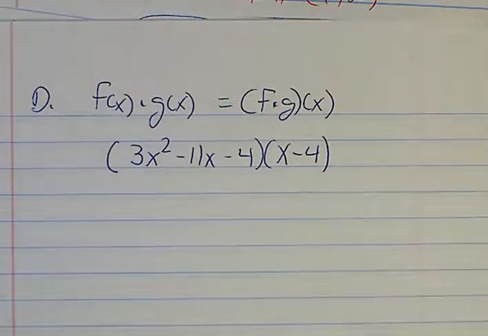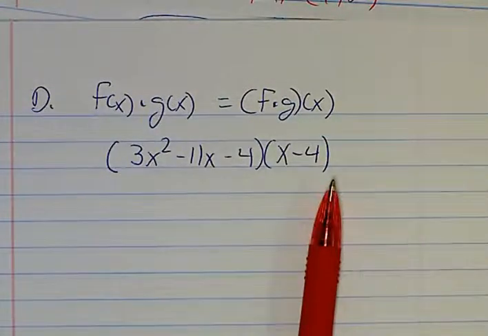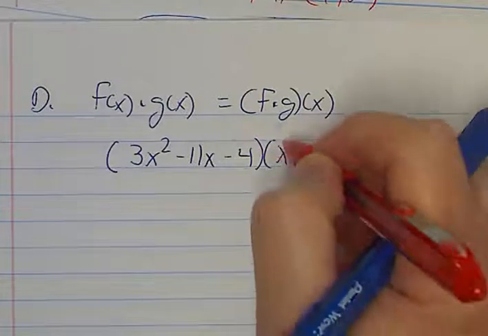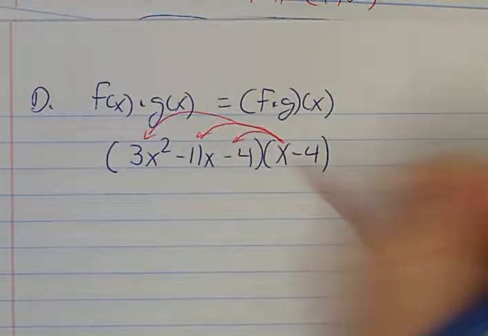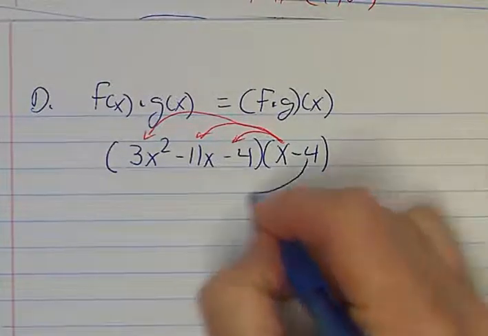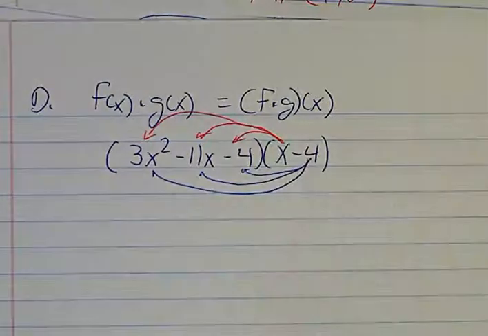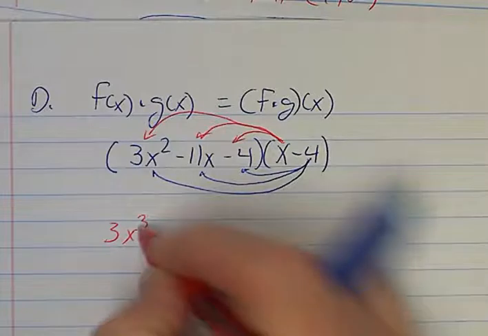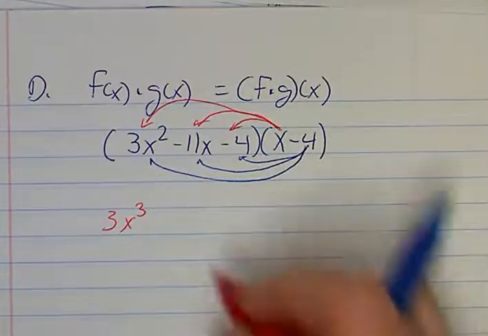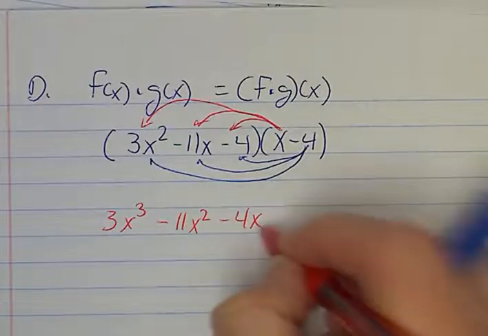So as we're going through these, you've got basically a couple different options. Since we've got this two part back here, we're going to do distributive property. We're going to do x times this, x times this, x times this, and then -4 times all these. Okay, with x times this one, we get 3x to the third minus 11x squared minus 4x.